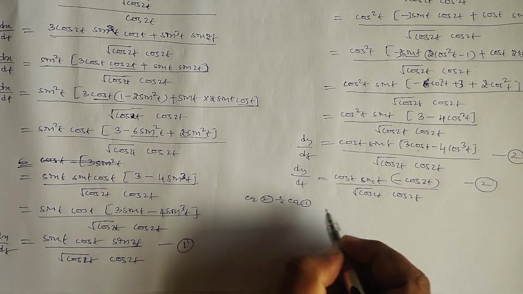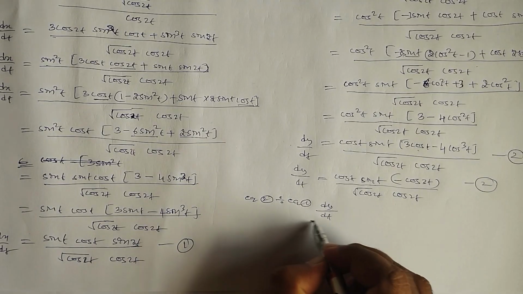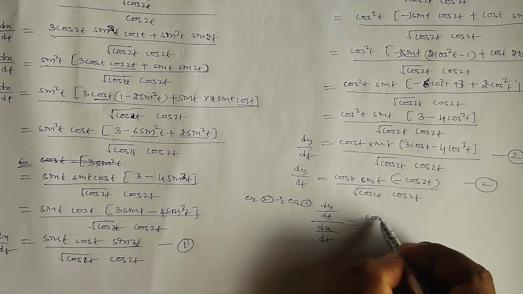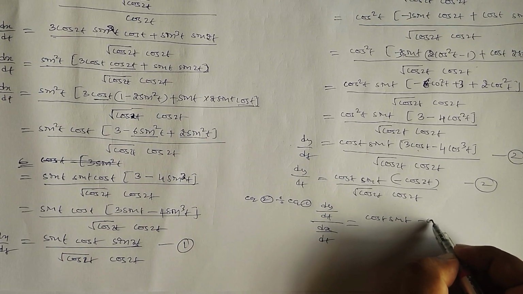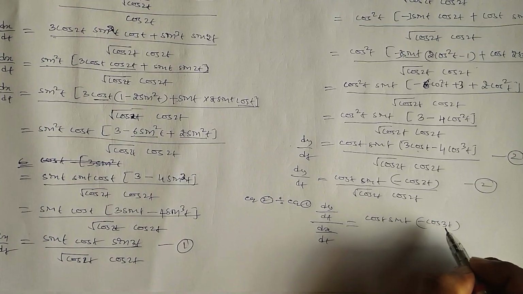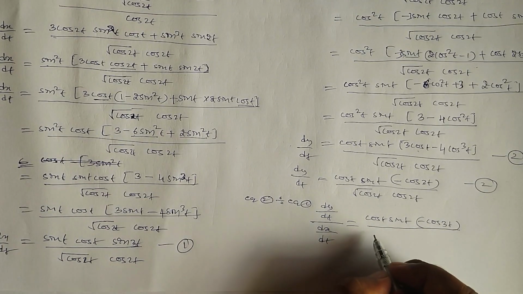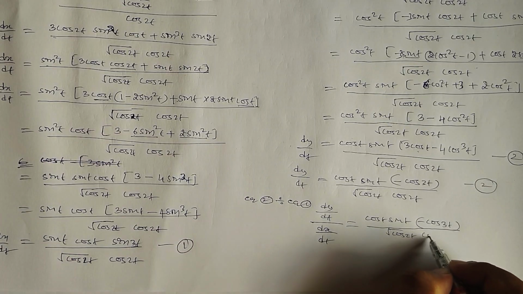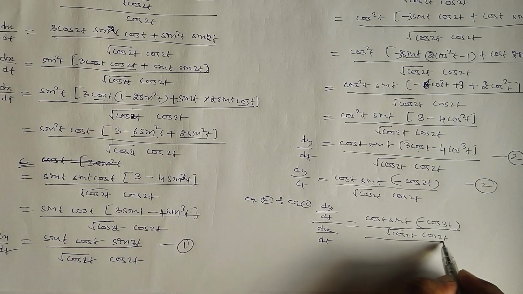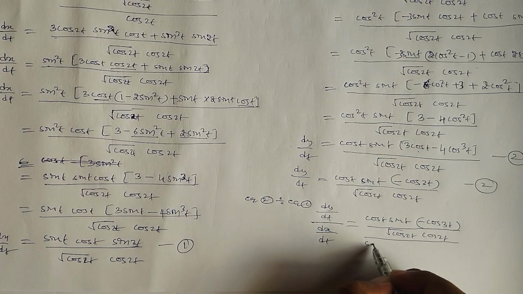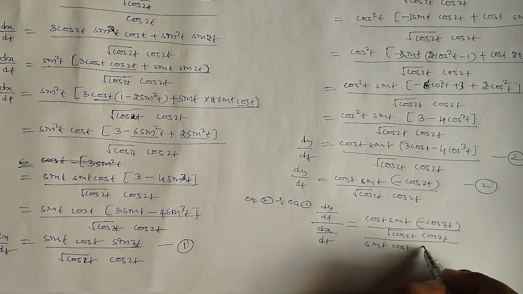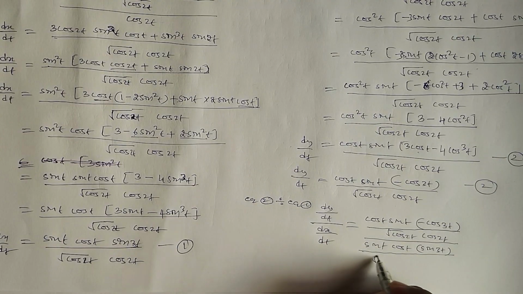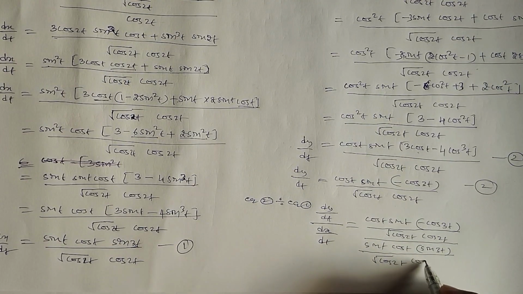divided by equation number 1, that becomes dy by dt divided by dx by dt equal to, what is dy by dt? Cos t sin t minus cos 3t, okay, divided by, what is divided by what? Root cos 2t into cos 2t. What is dx by dt? Equation number 1, that becomes sin t cos t, okay, sin 3t divided by what? Root cos 2t into cos 2t.